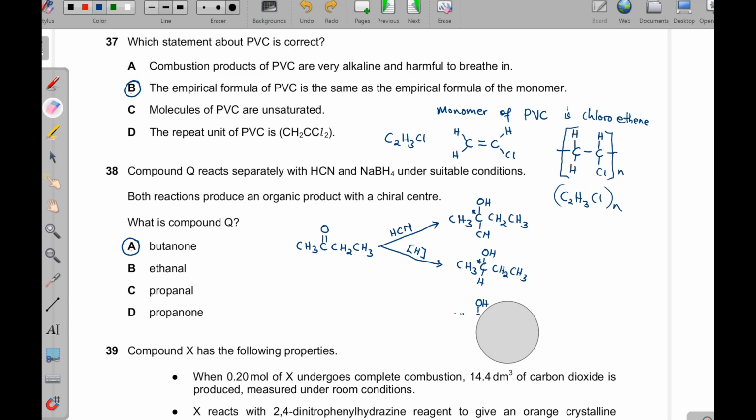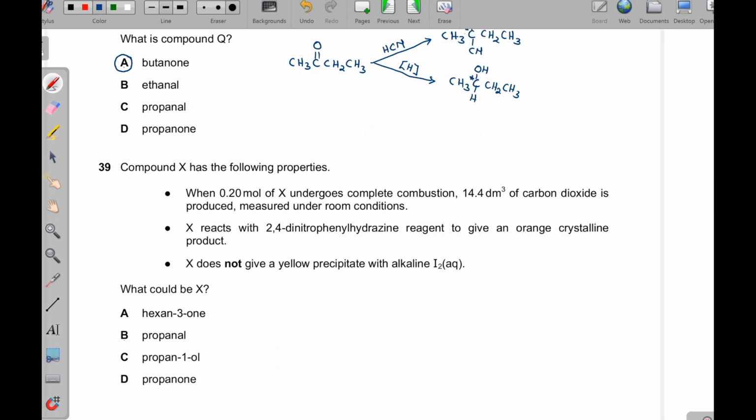So that is that. Then question 39, compound X has the following properties. When 0.20 mole of X undergoes complete combustion, 14.4 decimeters cubed of carbon dioxide is produced, measured under room conditions. X reacts with 2,4-dinitrophenylhydrazine. That means it must be a carbonyl compound, okay, to give an orange precipitate. So that must be a carbonyl compound.